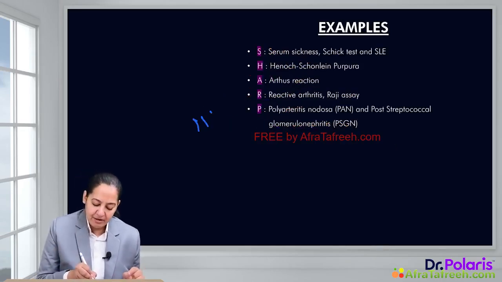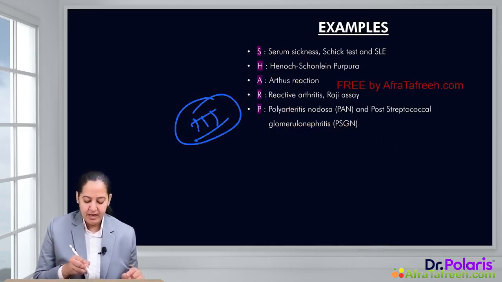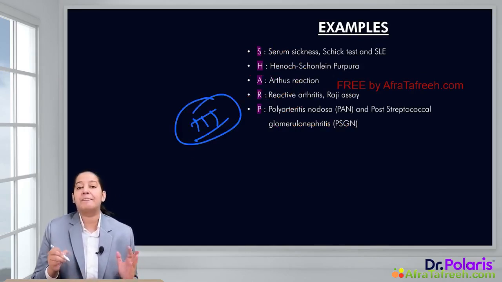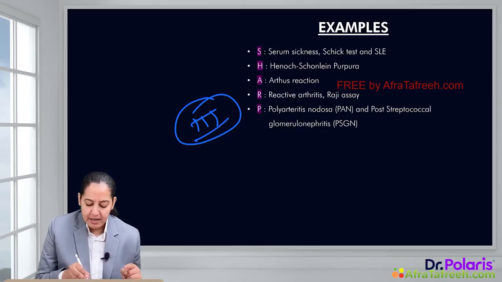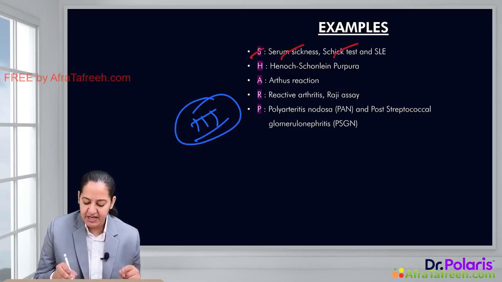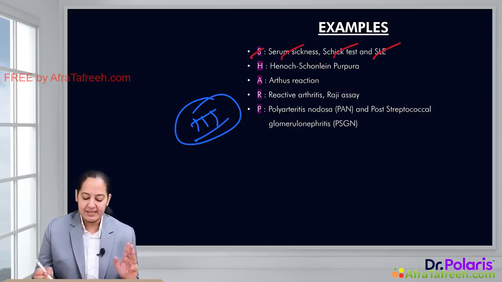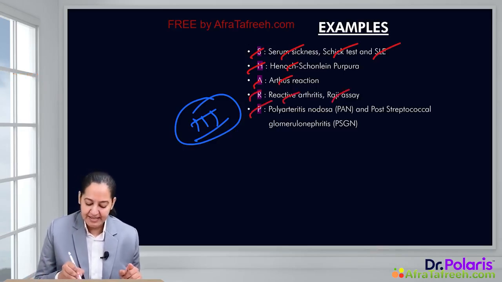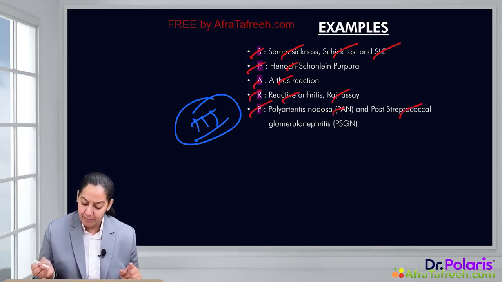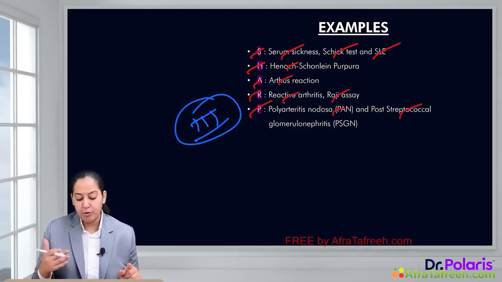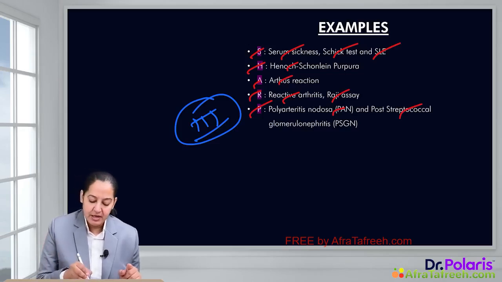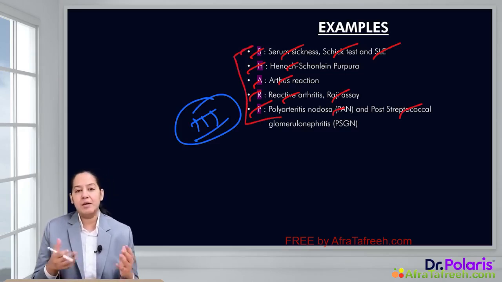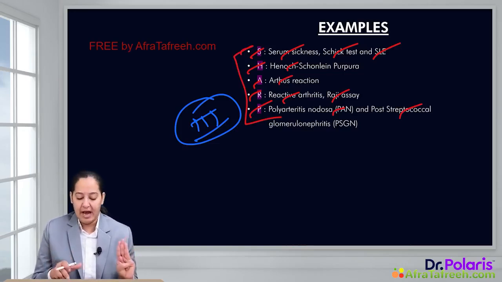Now coming on examples of type 3 hypersensitivity, the mnemonic is SHARP. So S stands for serum sickness, Schick test and SLE. It is triple S. H stands for HS purpura. A stands for Arthus reaction. R stands for reactive arthritis and Raji assay. And P stands for PAN, that is polyarteritis nodosa, and post-streptococcal glomerulonephritis, that is PSGN. So SHARP, that is the mnemonic to learn the examples of type 3 hypersensitivity.